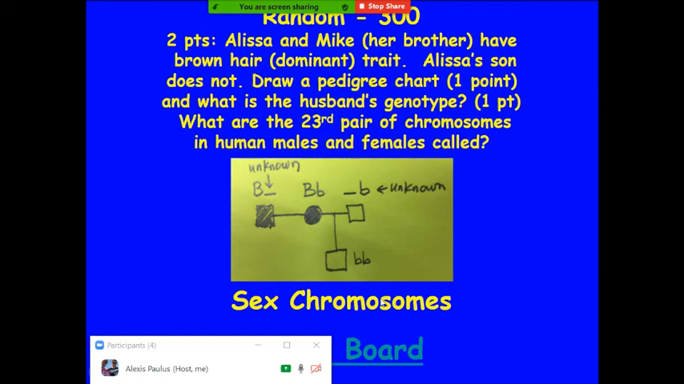So the last pair of chromosomes are called the sex chromosomes. This is kind of a tricky question because we could not tell if the father that was marrying into the family was homozygous dominant or heterozygous. Pardon me, this is Alyssa's brother, Michael. Alyssa is heterozygous. Her husband is unknown. And then, of course, the son is going to be homozygous recessive.